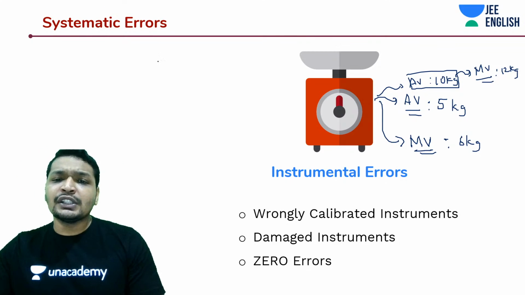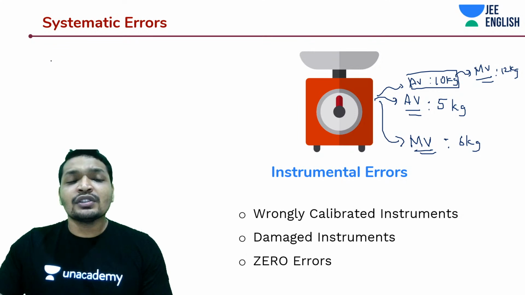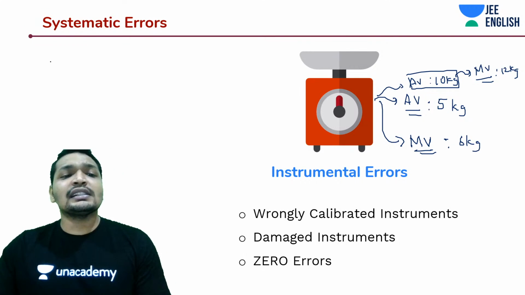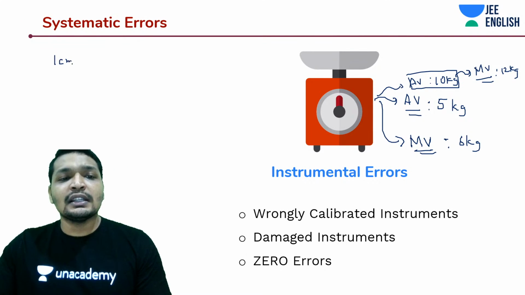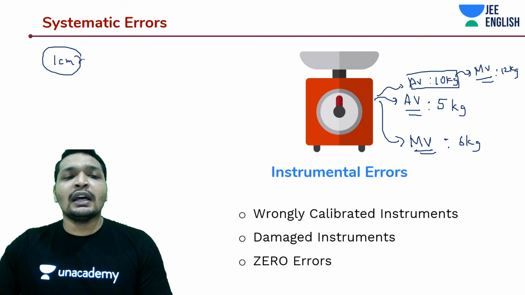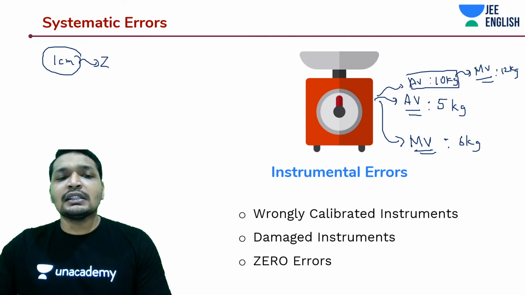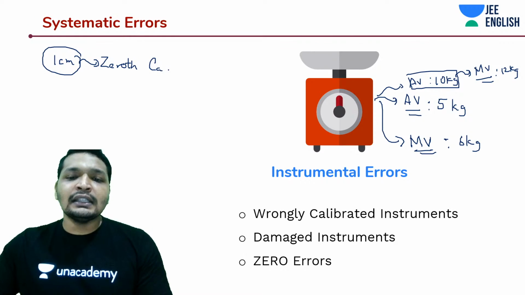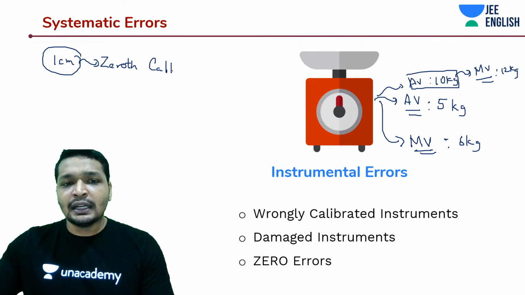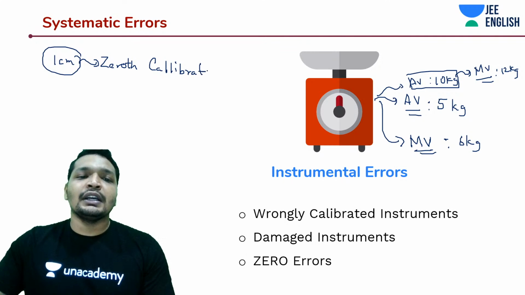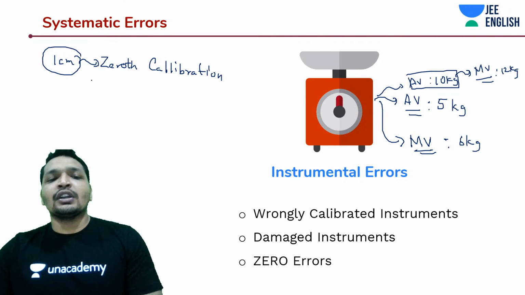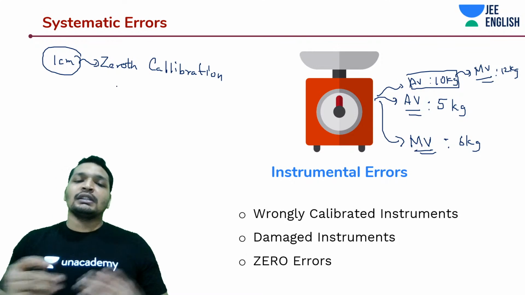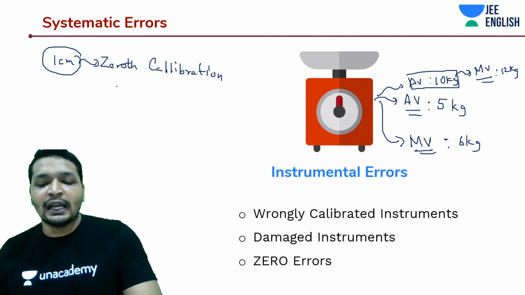So what do I mean by zero error? Zero error is nothing but your zero is not actually zero. Your scale stands at somewhere around 1 centimeter instead of zero. So 1 centimeter is the zeroth calibration. It's not exactly a calibration error, but it's sort of a calibration error. Okay, but this is not your zero calculation, and this will give a shift in only one direction.